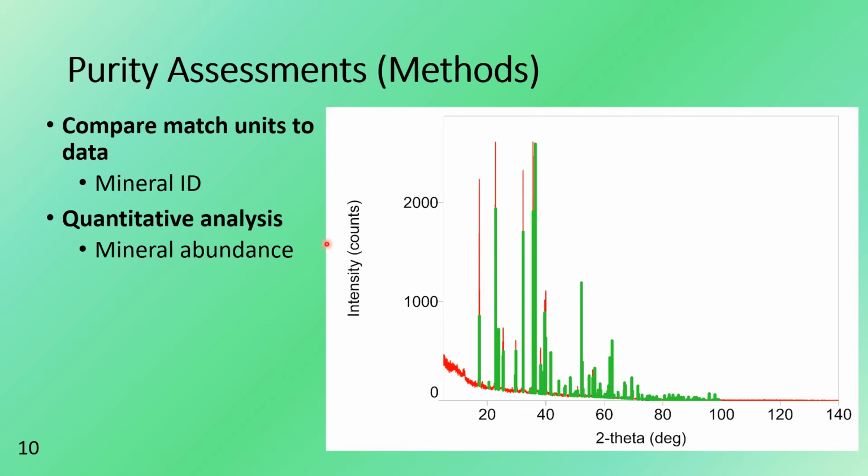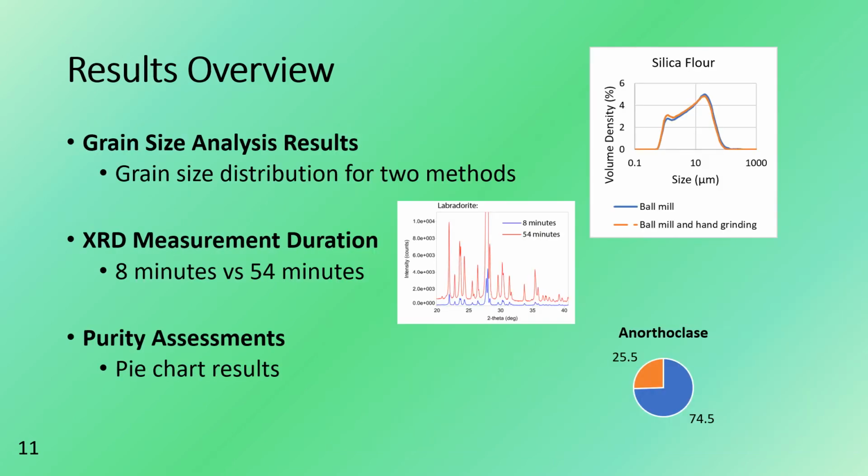And then once you've figured out everything that's in the sample, the software can do quantitative analysis to determine the mineral abundance. So basically how much of each mineral is actually in there. And now getting on to results.